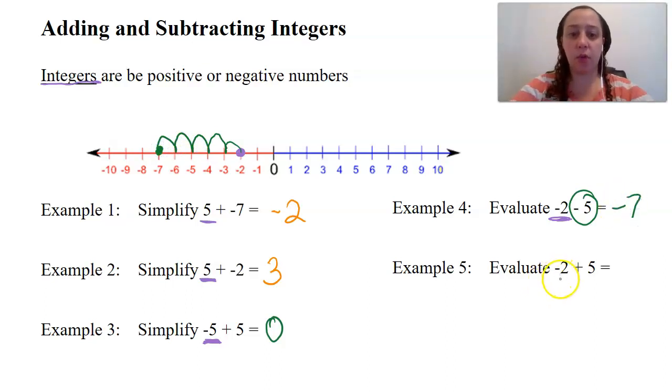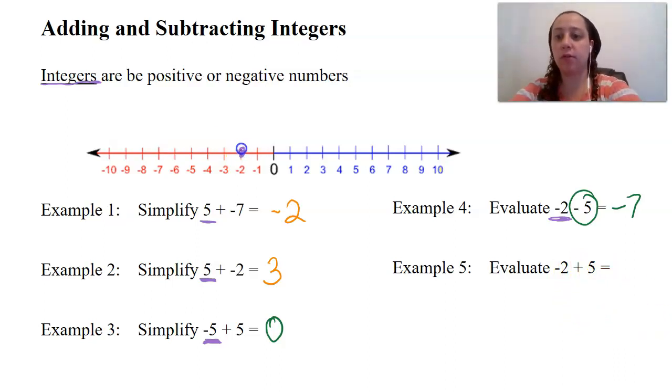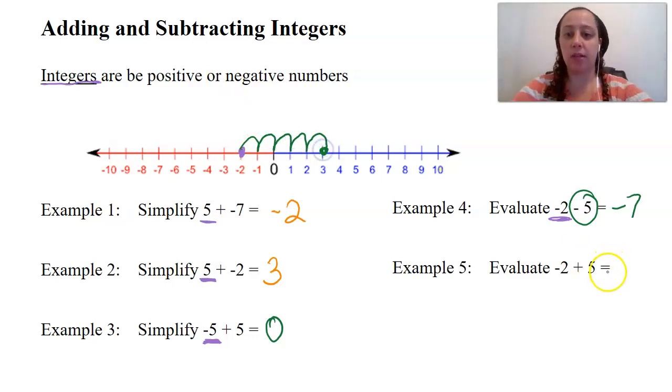In the next example, we're also starting with negative 2, but this is plus 5. So we're moving in the right direction. So here's negative 2. 1, 2, 3, 4, 5, and we land on 3.